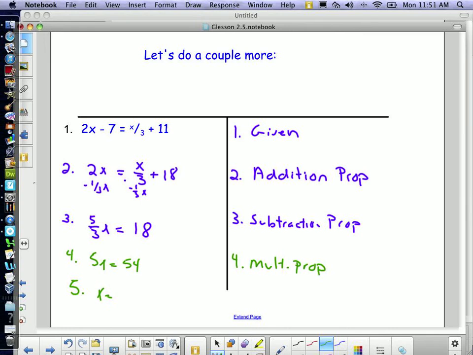And then x equals 54/5, which is not a nice number, but who really cares, because it just came in at the very end anyway. We don't have to work with it. It's just the answer, or the solution. The answer is the whole thing here. Which property? All together, everyone said division. Division is our last step.